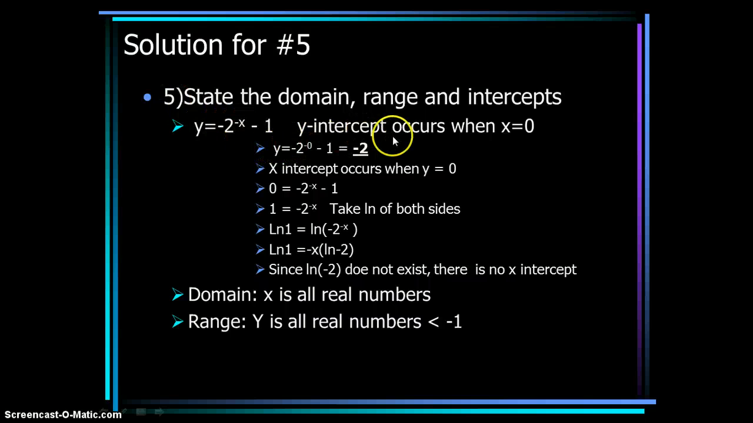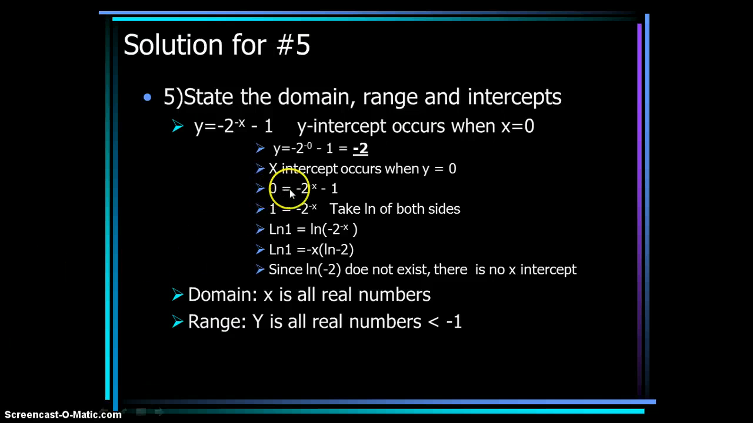The y-intercept occurs when x equals 0. So if I just put 0 in for x, I get negative 1, because negative 2 to the negative 0 is negative 1, minus 1, negative 2. So the y-intercept occurs at 0, negative 2.